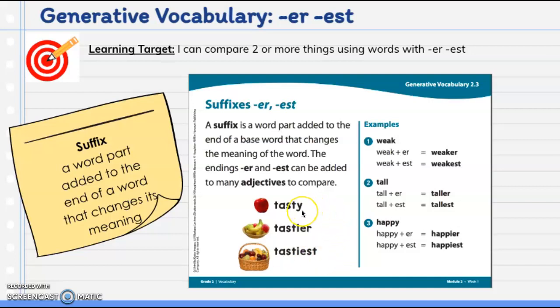If you notice, the word tasty ends in Y. When we added our endings, we had to change the Y to an I before we added the suffixes. Let's take a look at a few more examples.